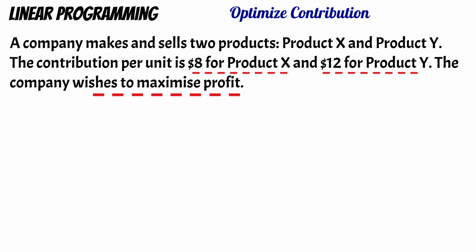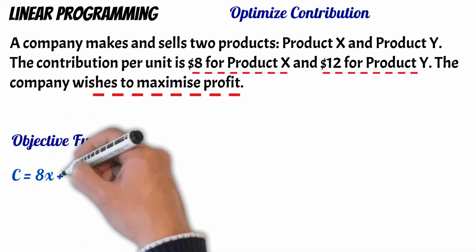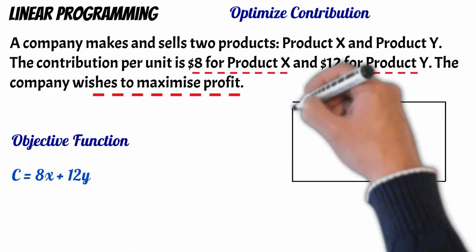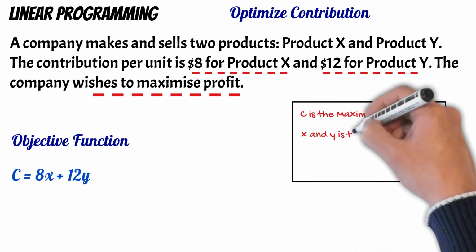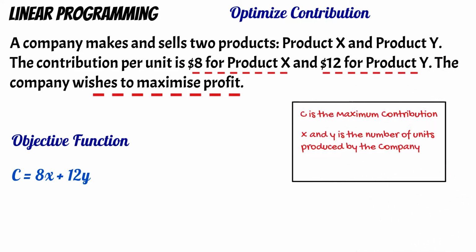So first thing you can do is make an objective function. C is equal to 8x plus 12y. C is the maximum contribution and X and Y are the number of units produced by the company.